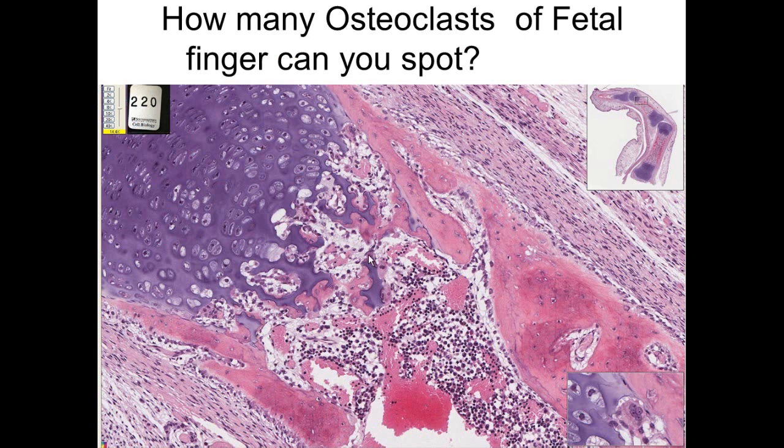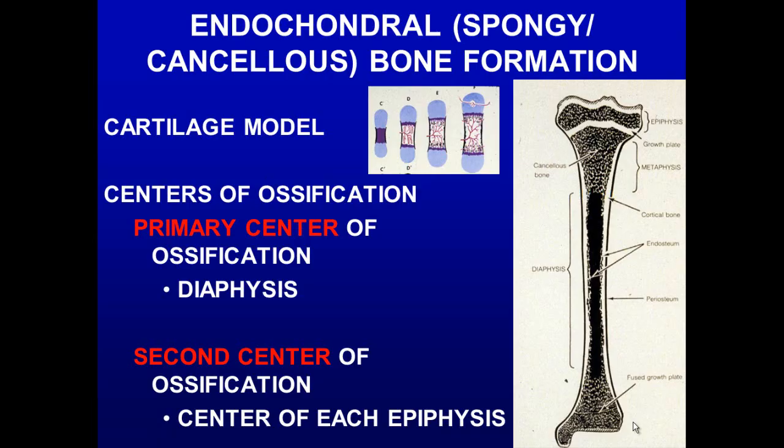Here we can ask, how many osteoclasts can you find? Osteoclasts, there they are. There's one up here, there's one down here, there's one right there, there's one right there. These are multinucleated phagocytic cells that break down cartilage and bone.